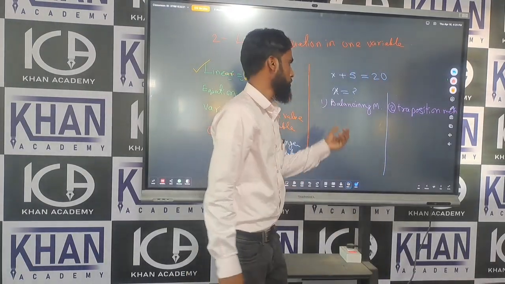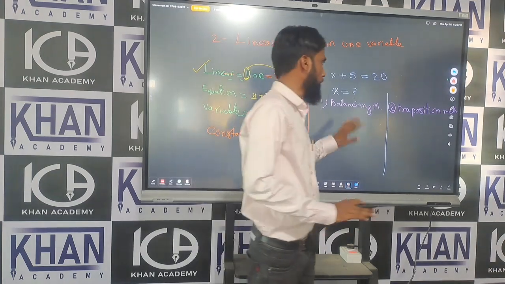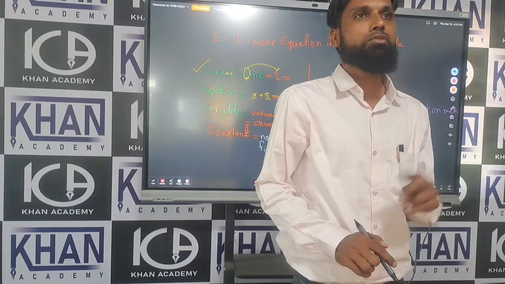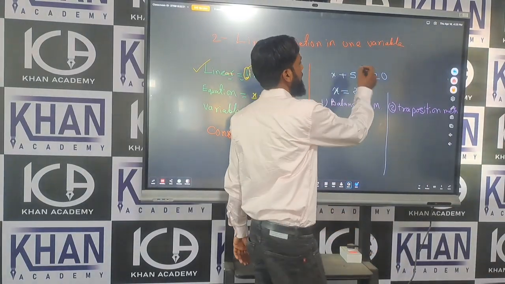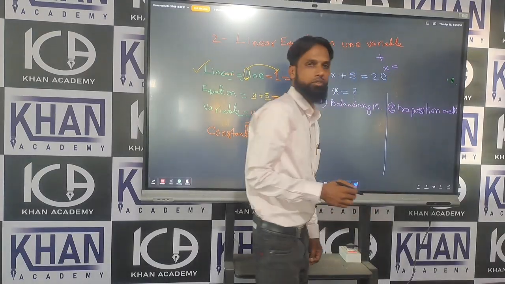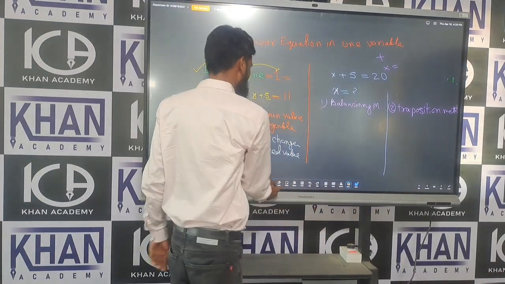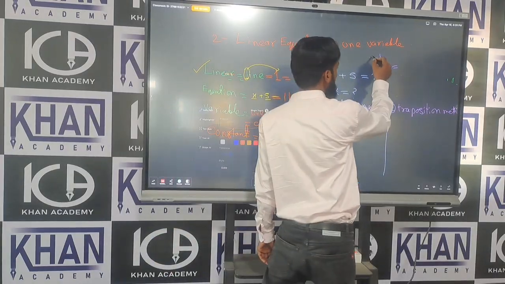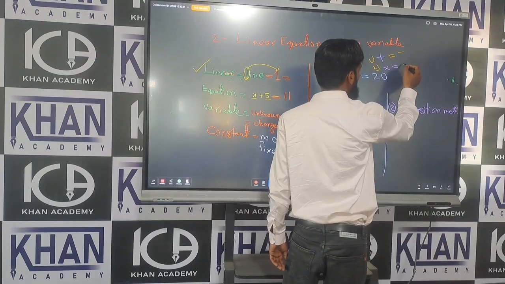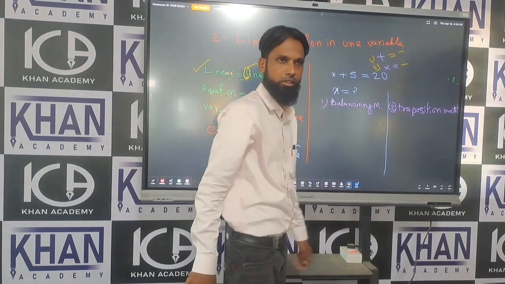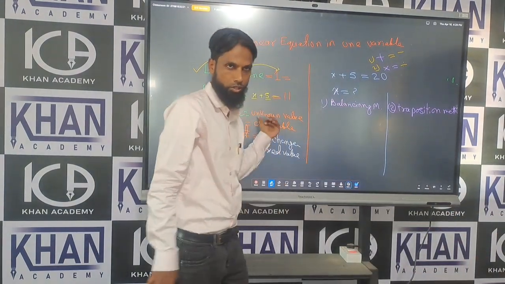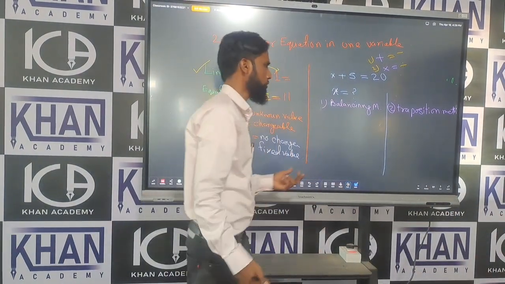To learn these two methods, first you should know the rules of the equation. What is the opposite of plus, and what is the opposite of multiplication? If you know these, you will understand. The opposite of plus is minus. The opposite of multiplication is divide. The opposite of minus is plus, and the opposite of division is multiplication. So you can solve using these. Very easy methods, we will learn one by one.